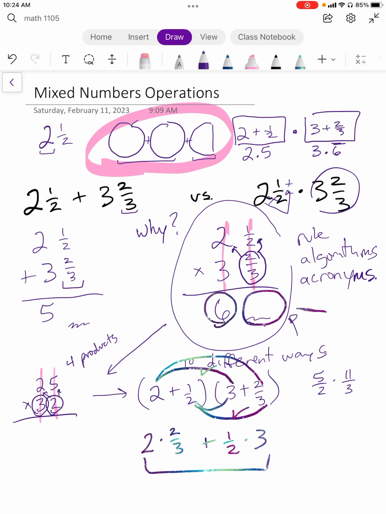And again, why? We could break that up too, because addition, if I rewrote even this here, we have 2 plus 1/2 plus 3 plus 2/3. Addition follows both associative property and commutative property. I could rearrange this to however I would like. So I could add the 2 and the 3, and then I could regroup and add the 1/2 and the 2/3.